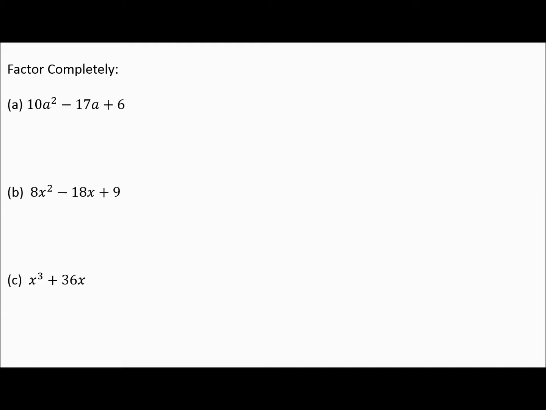So step one always, is there a greatest common factor for 10, negative 17, and 6? And there's not. There's also not an a in each of these 3 terms. The next thing is, what type of problem is it? Well, notice it's got 3 terms. It's a trinomial, and the leading coefficient is not 1, it's 10. So this is the AC method, or you can try trial and error to see if it factors a different way.